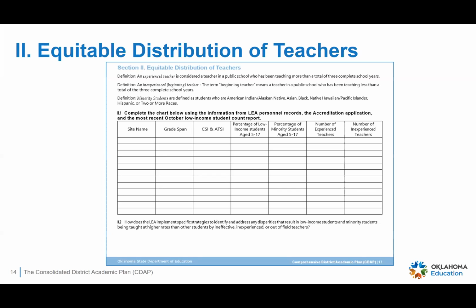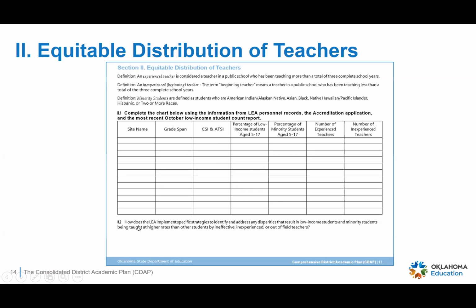Okay, then there's a table here showing, using your personnel records and accreditation application and the most recent October low-income student counts. And we like you to list your sites, the grade span, if your site is a CSI or ATSI site, and those are categories from school support. CSI is comprehensive support and improvement. ATSI is additional targeted support and improvement, and I'm sure you'll know if your sites fall into those categories. And then percentage of low-income students, percentage of minority students, number of experienced and number of inexperienced teachers.